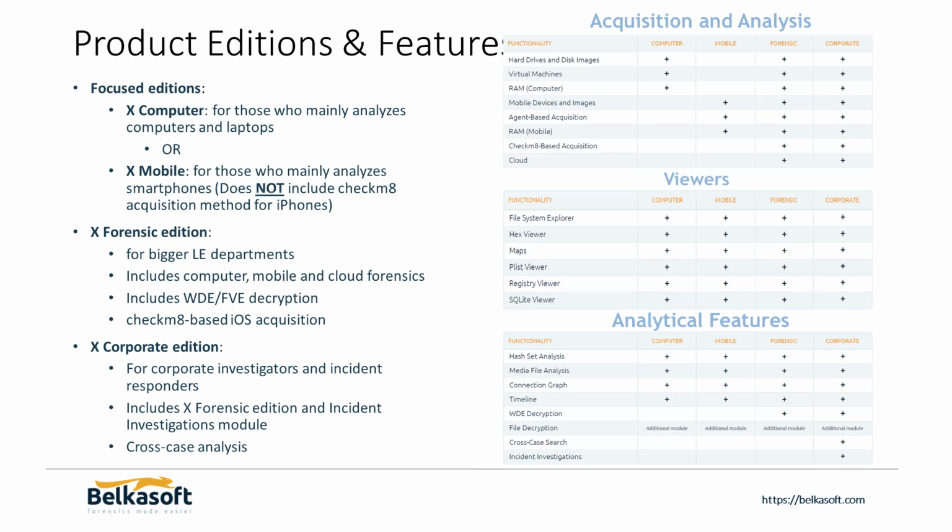Okay, moving on to the product editions and features. Again, we're focusing solely on X Mobile for this one, but I wanted to show you the other options that were available. Again, we have our focused editions. These are just like X Computer, which is meant mainly for individuals who only analyze computers or laptops. X Mobile is meant for those who only analyze smartphones. And if you want to, say, acquire an iPhone and then acquire an iCloud backup, you would need the X Forensic Edition in order to unlock that cloud feature.